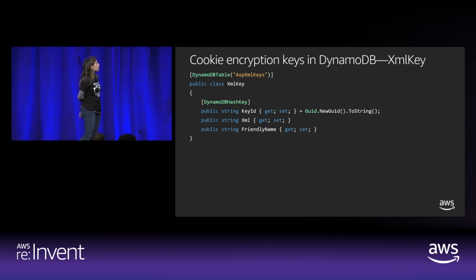You can see the little attributes on top of the class and on top of the properties. They're just part of the object persistence model. So they just tell the class where it's going to store the keys.